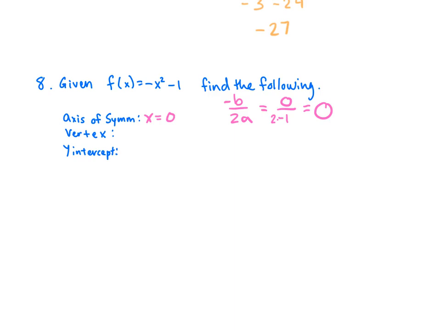What would our vertex be? It'd be 0. And then what do we get when we plug in 0? Negative 1. Awesome. So this would be negative 0 squared, which is just 0 minus 1, so negative 1. And then what would our y-intercept be? 0, negative 1. Awesome. 0, negative 1.